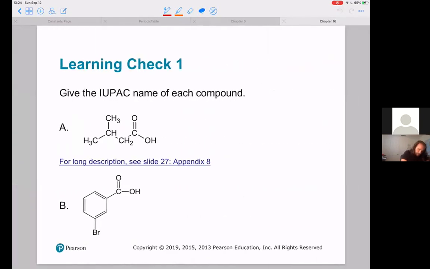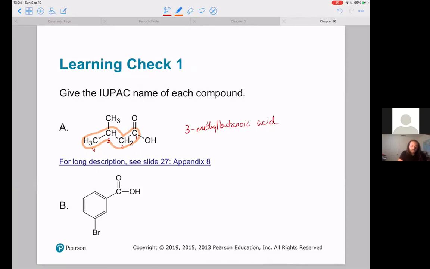All right, so just a few more examples. Again, let's find our parent chain, longest continuous set of carbons. So in this case, it would be these 4. Start numbering, again, going from that carboxylic acid group, 1, 2, 3, 4. So 3-methyl. And now we have a 4-carbon parent chain for our carboxylic acid. So that's butanoic acid.